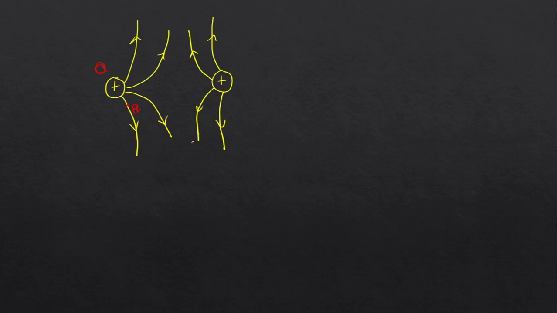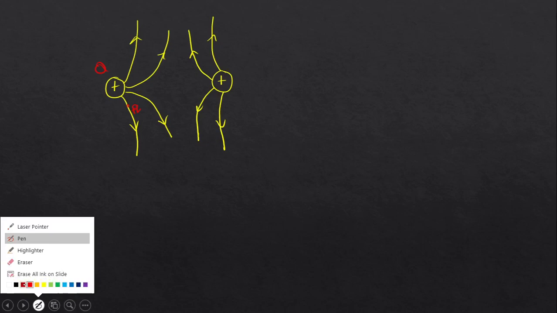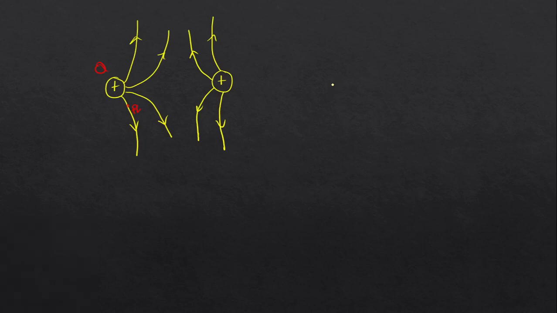If I have to draw the electric lines of force between unlike charges, I'll take one positive charge and one negative charge, and electric lines of force will always go from positive charge to negative charge. This is the electric field diagram for unlike charges.